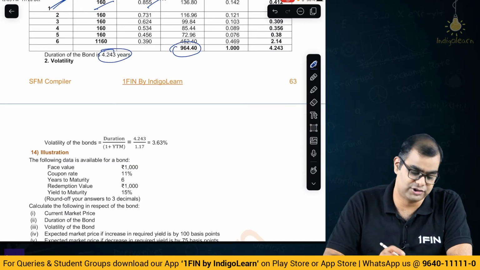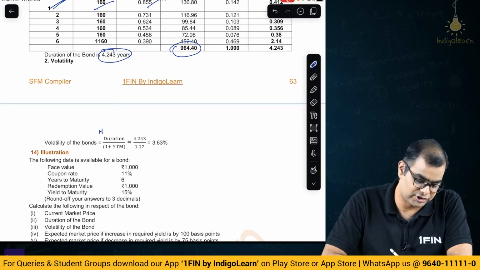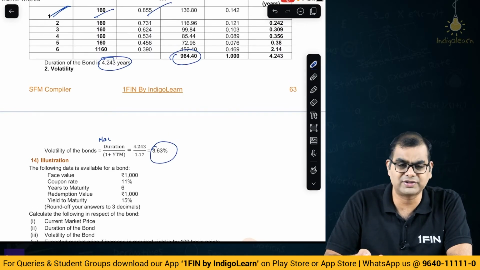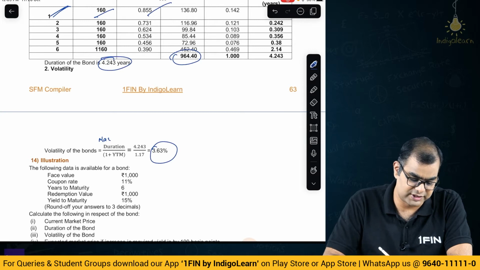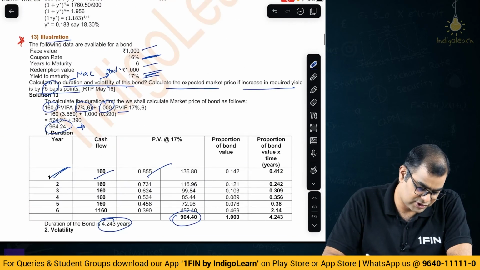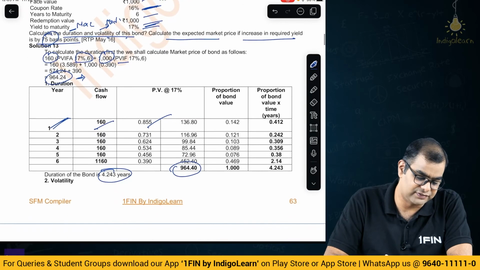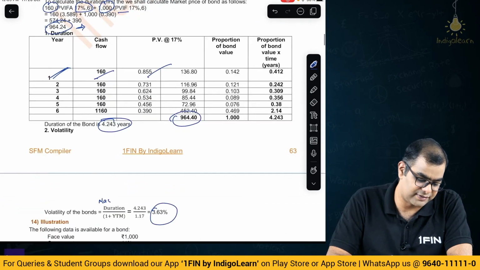How do you find out modified duration? Modified duration is the Macaulay duration divided by 1 plus YTM, which is 3.63. Now, YTM is 17%, so 4.243 by 1.17, 3.63. Now, I don't think they've answered this question. Calculate the duration volatility of this bond. Calculate the expected market price if the increase in required yield is by 75 basis points.